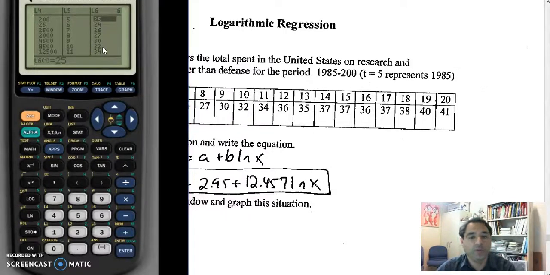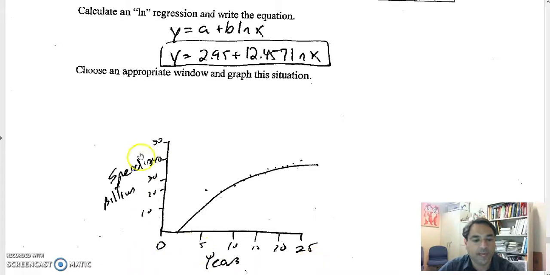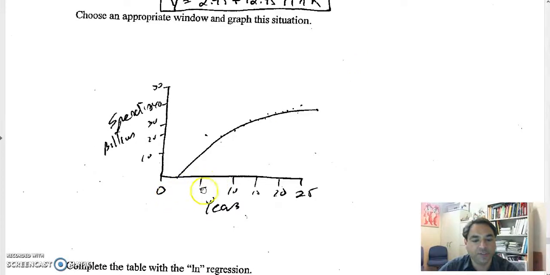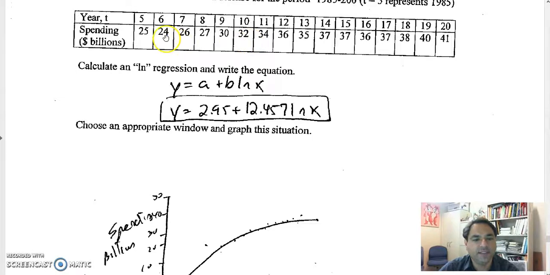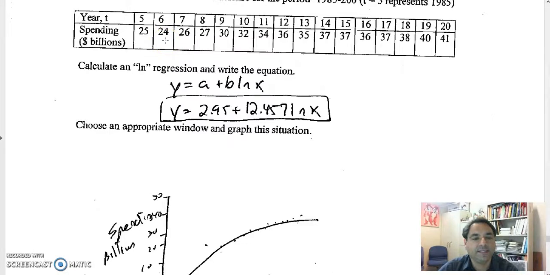What I'm going to do all in one shot is get the logarithmic regression, the data, and the line that goes through it. First of all, I would always recommend that you plan it out. Our input is year, output is spending. The lowest is 5, the highest is 20, so notice I went from 0 to 25. For spending, the lowest is 24, so maybe start at 20, you can even start at 0 if you like. I'll start at 20 and go to maybe 45. But plan out your graph first, because it's really important for the window.